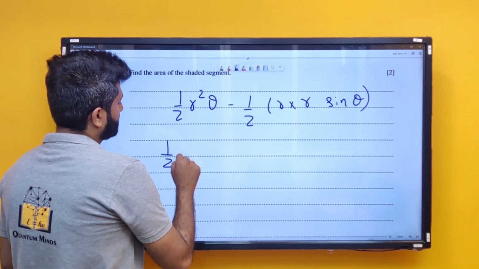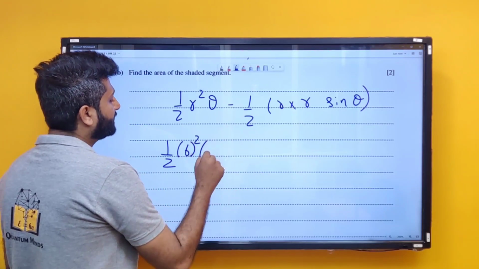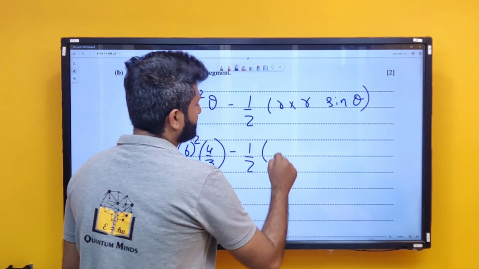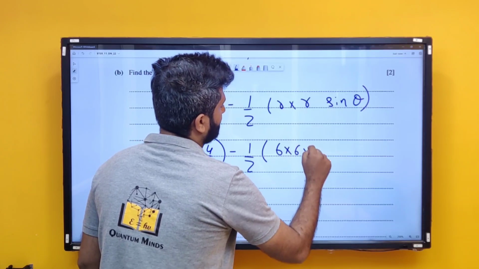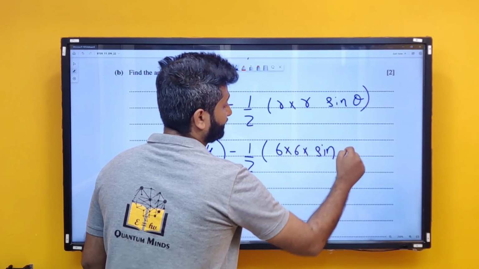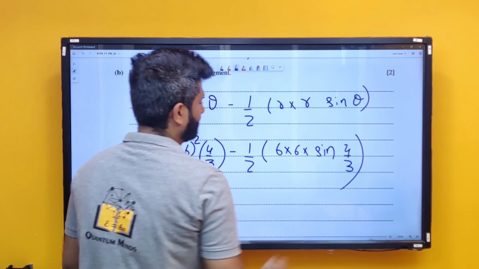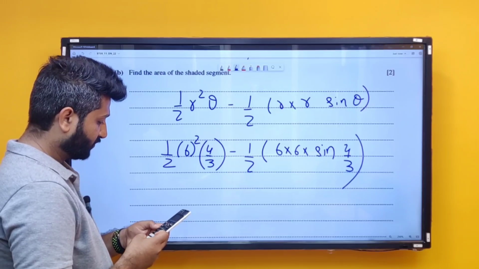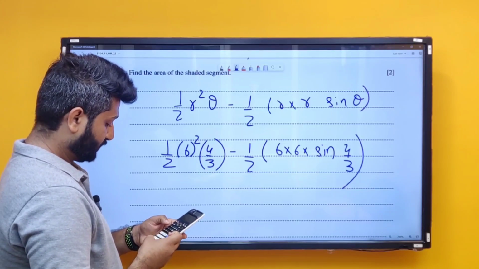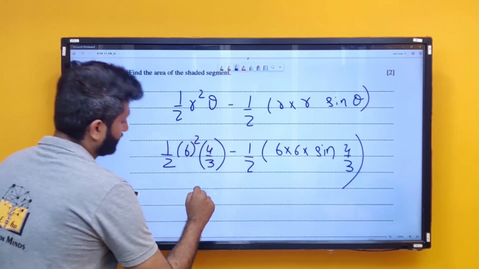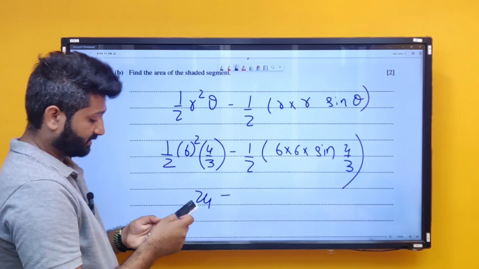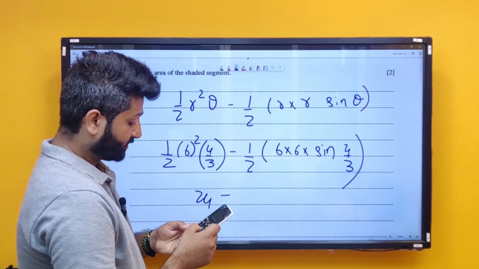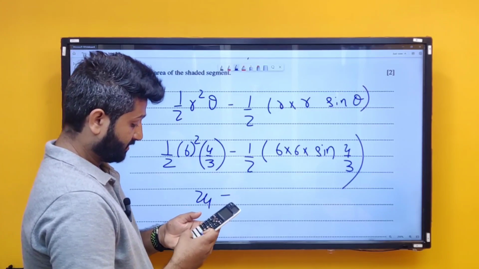The radius is 6. So half into 6 square, theta was 4 by 3, minus half area of triangle is 6 into 6 into sine 4 by 3. Now let me solve this. So 6 square is 36 into 4 by 3 into half. This is 24. So this is 24 minus 36 divided by 2 into sine 4 by 3.